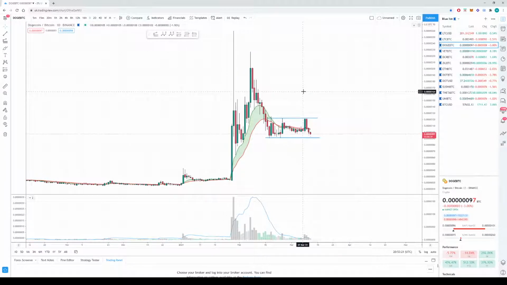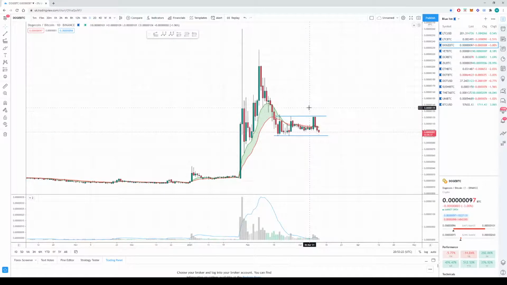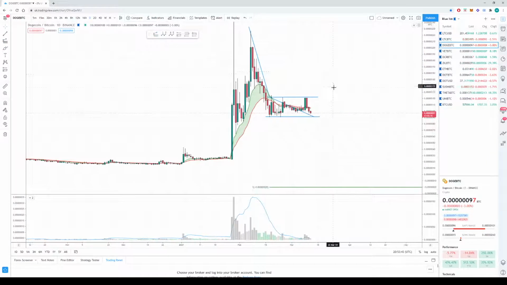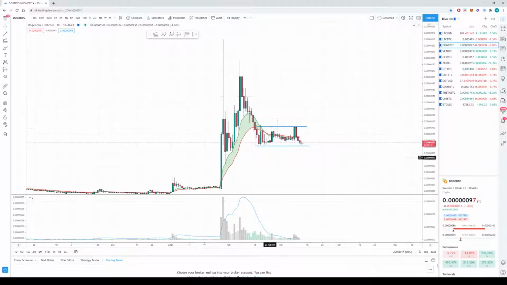Yes, I do accept that rectangles, symmetrical triangles and pennants are most likely consolidation, and the likely outcome is in the direction of the prior move before the consolidation. Prior to the consolidation, we had this, and then the likelihood is to go down. However, if it goes to the upside, I will be interested in this. It's made quite a lot of gains.